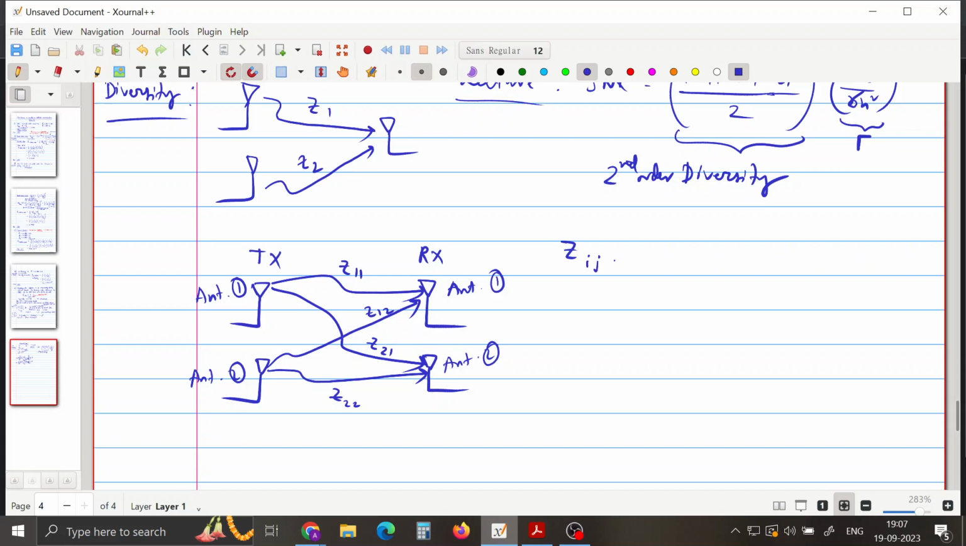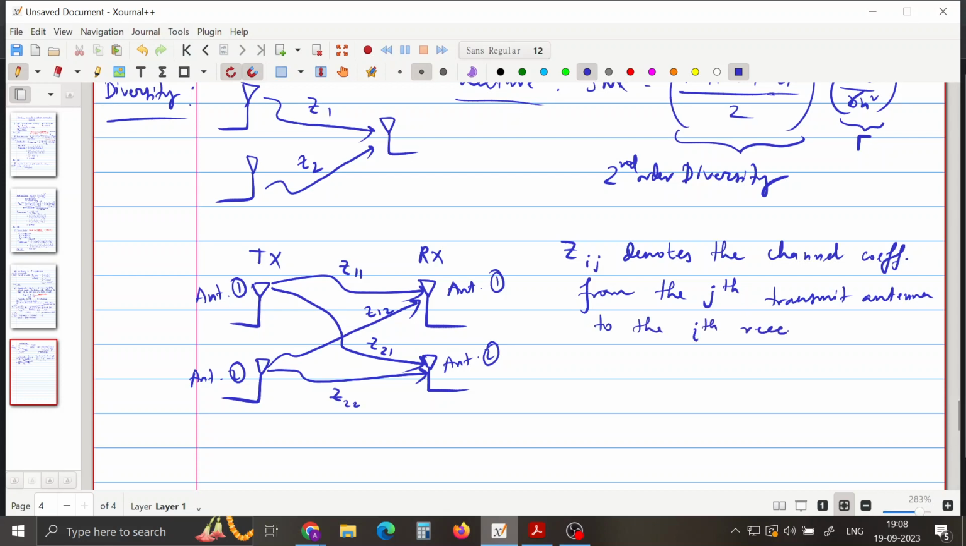The nomenclature is as follows: Zij denotes the channel coefficient from the jth transmit antenna to the ith receive antenna. Okay, so that's the notation.